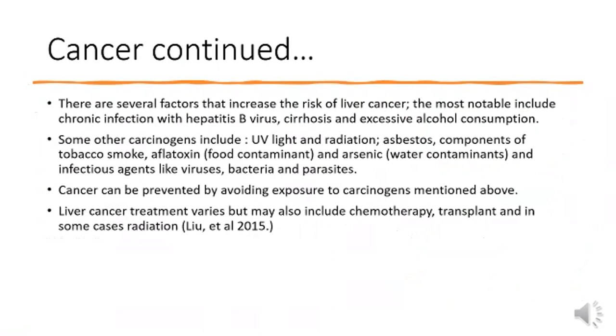There are several factors that increase the risk of liver cancer. The most notable include chronic infection with hepatitis B virus, cirrhosis, and excessive alcohol consumption. Some other carcinogens include UV light and radiation, asbestos, components of tobacco smoke, aflatoxin, arsenic, and infectious agents like viruses, bacteria, and parasites. Cancer can be prevented by avoiding exposure to the mentioned carcinogens.